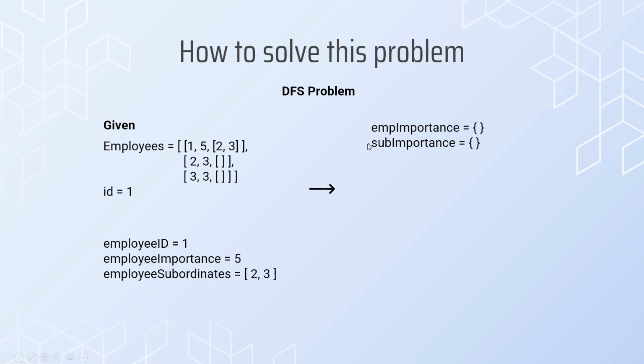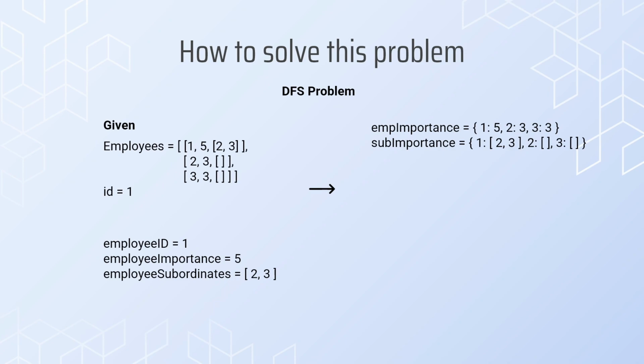For the subordinates dictionary, we have the key being the same as before, which is the ID of the employee itself, so 1, 2, and 3, but the value is going to be a list of the IDs of the subordinates. So for key 1, the value is going to be 2, 3. Key 2 is going to be an empty list, and key 3 is going to be an empty list. So we can populate this at the start of the program, and here's what it looks like after it's been populated.